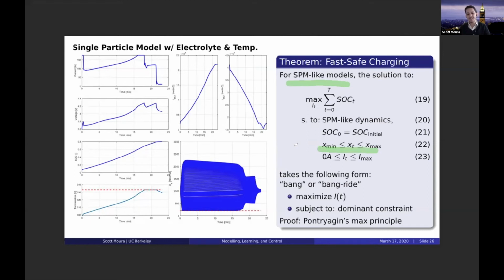So bang means just maximize the current until the end of the time horizon, or if a constraint is going to become active, that is you're on some safe boundary, then you're going to maximize the current and then ride on the constraint boundary.